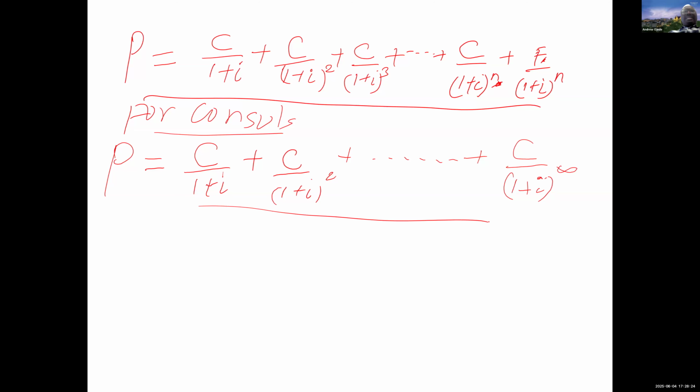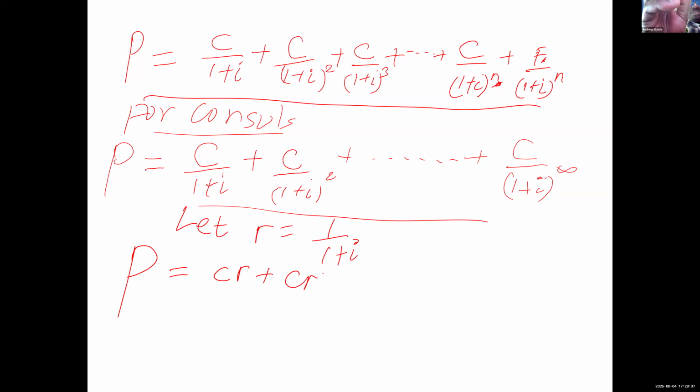So what we're going to do, just like we said, we're going to let R be equal to 1 over 1 plus I. Then we're just going to write this as P equals C. The first term becomes CR, then CR squared, CR to the power 3. And we're just going to put dot, dot, dot. That means it's going to infinity.